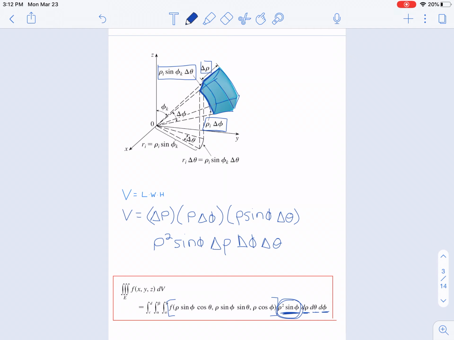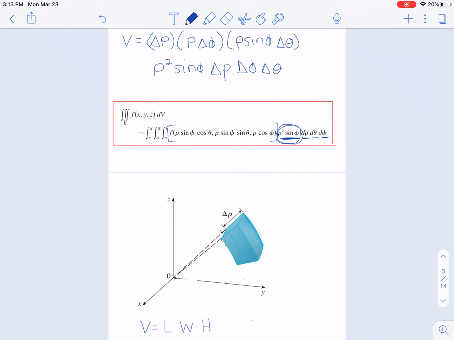We kind of figured them out because two of the sides were kind of curvy, and so we had to dissect it. But we got that it was delta rho, then rho delta phi, and then rho sine phi delta theta. And so once we convert, our triple integral will be, after our function, we'll have to put a rho squared sine phi d rho d theta d phi, whichever. Again, the order of these three things, just like always, can alternate, but that's the standard form.